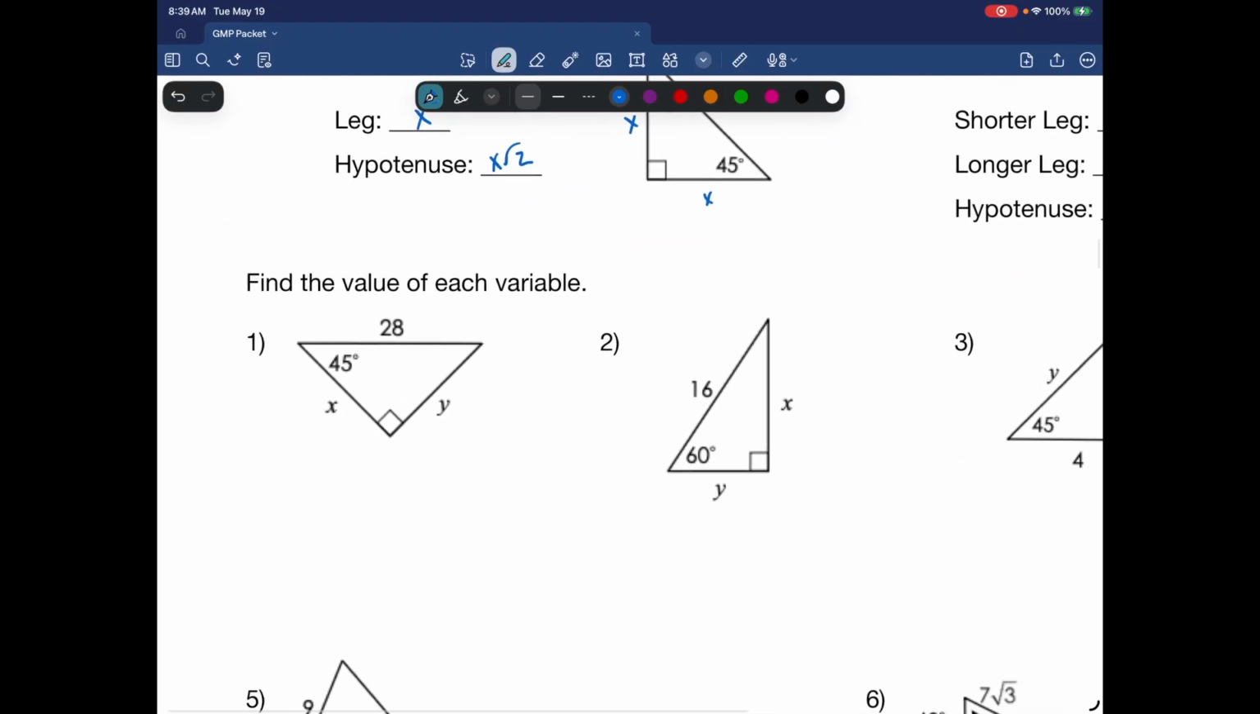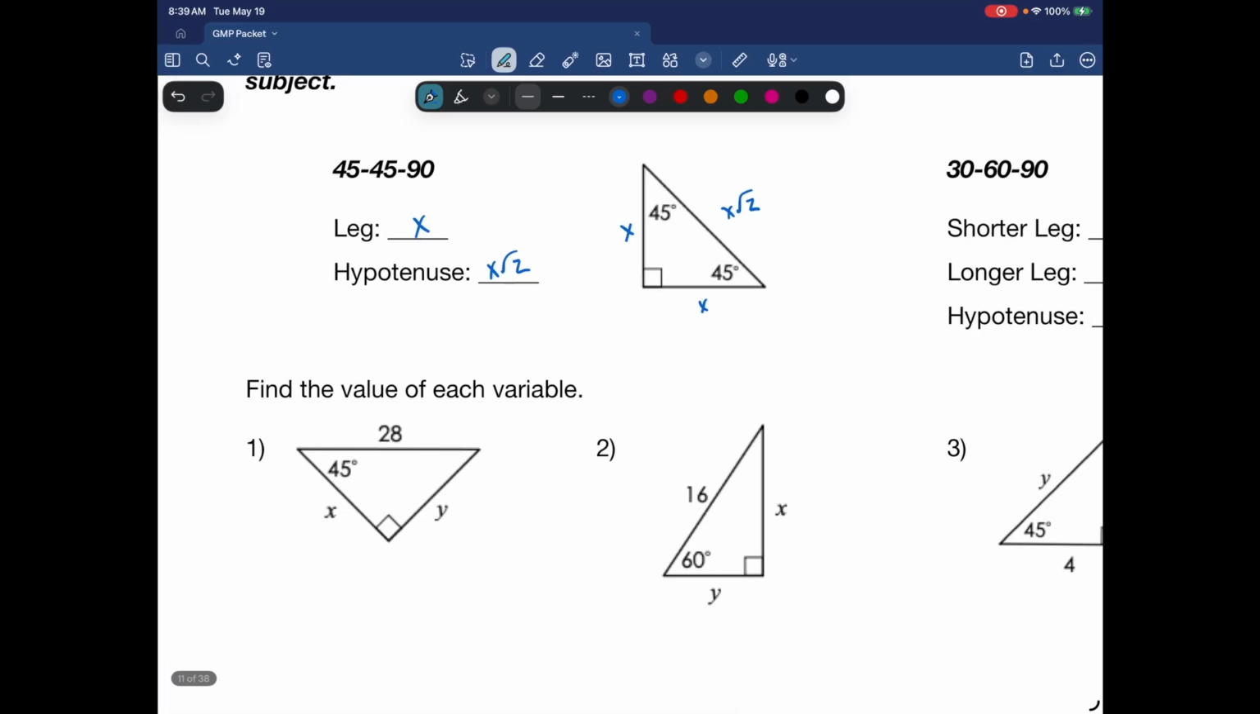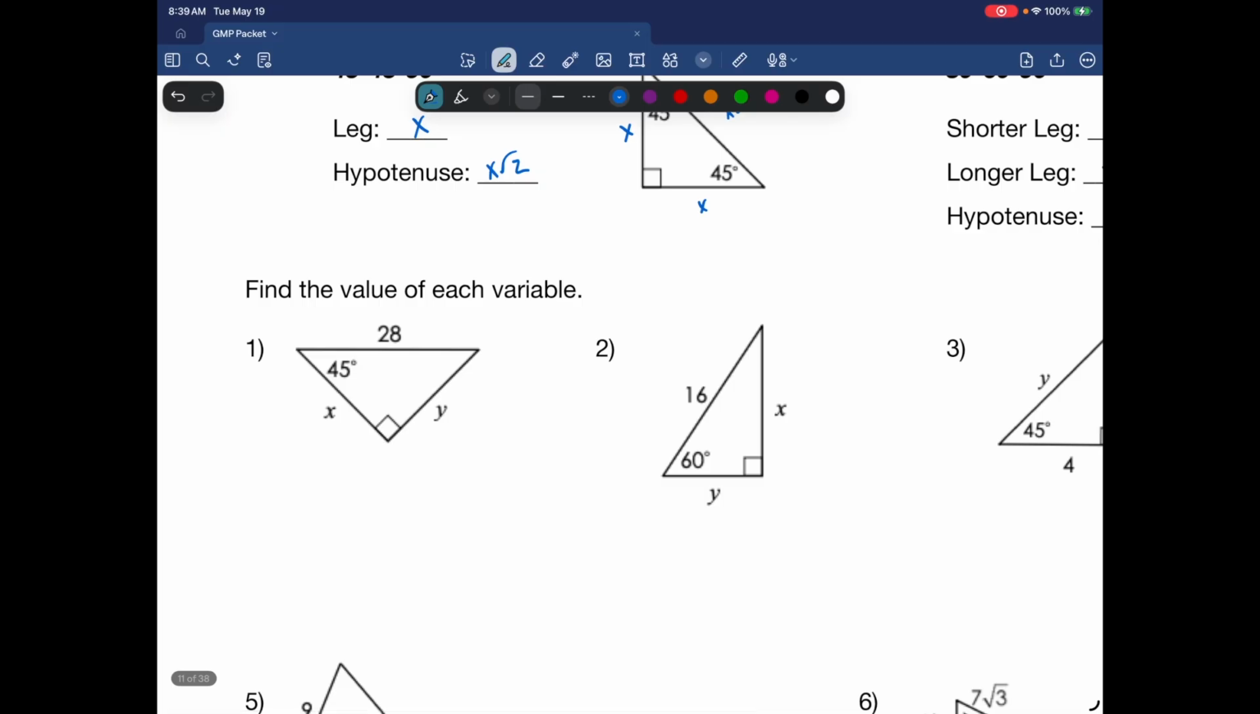On number 1, if you look at the ratio, this is a 45, 45, 90. The side that's supposed to have a square root of 2 doesn't. So how do you deal with that? Well, you just do a simple calculation. Because x is one of your sides, I would pick another letter here and say a square root of 2 is 28, and then you just divide. So a equals 28 divided by square root of 2.